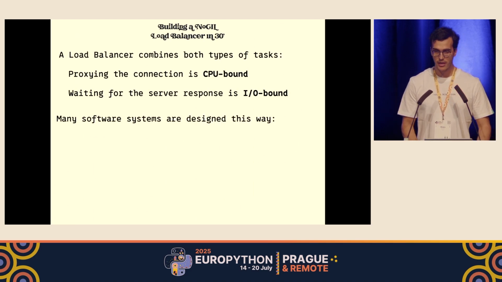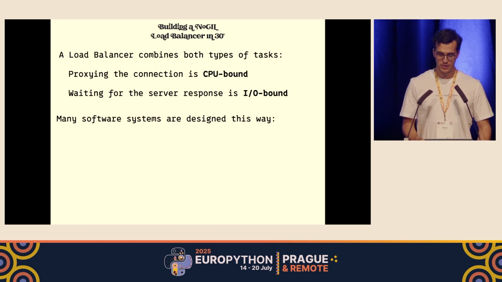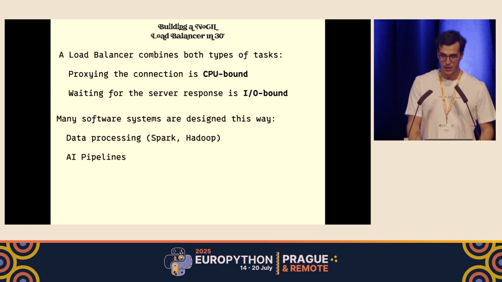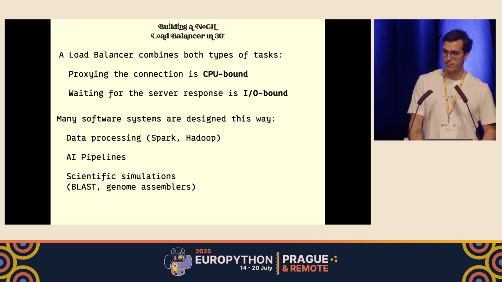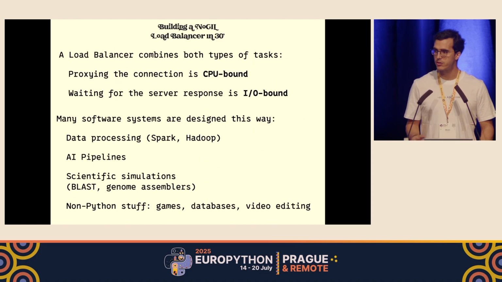The good thing about this is that maybe you're not building load balancers in your day-to-day work, but many software systems are designed this way, such as data processing, like Spark and Hadoop, AI pipelines, and maybe scientific simulation as well, and all the stuff that we as Python developers have never had the opportunity to work on, such as video games, databases, editing videos, that kind of stuff. So if Python in the future wants to try these new exotic use cases, we're going to have some way to remove the GIL out of the way. And we're going to see how easy or how hard it is with this no-GIL or free-threaded Python.